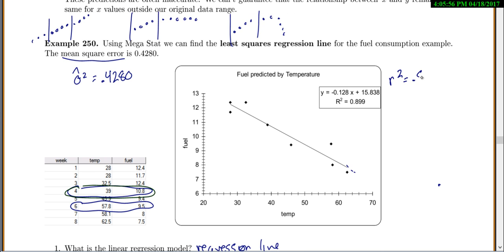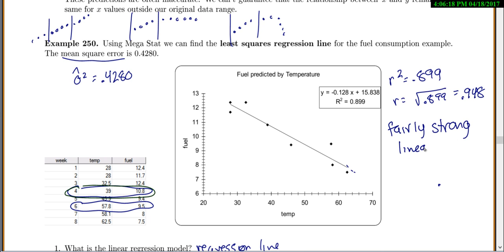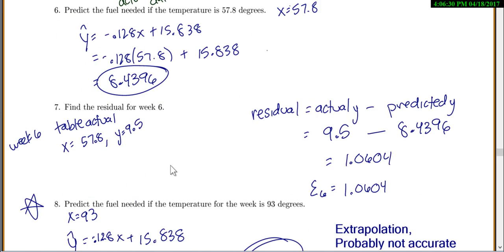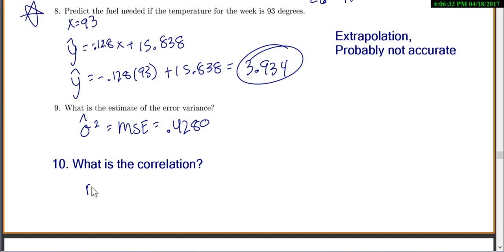So if r squared equals 0.899, then that means r is just the square root of that, which is 0.948. That's a pretty high correlation. That's pretty close to 1, meaning that this is a fairly strong relationship. So just looking at this with the r squared, I can take the square root and find r for our correlation. So let's write that down: r equals the square root of r squared, so r is 0.948.